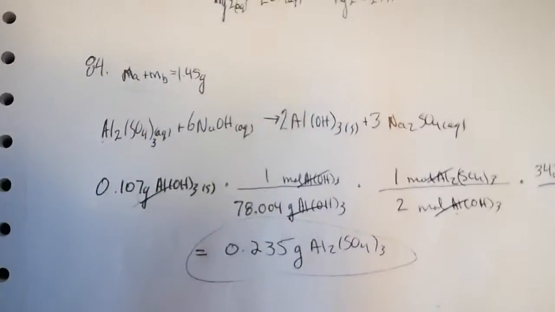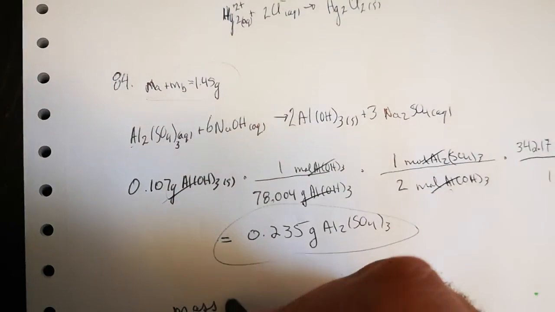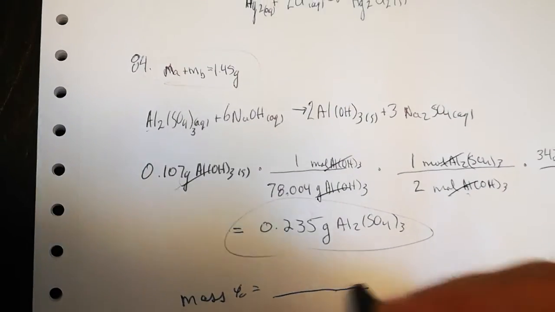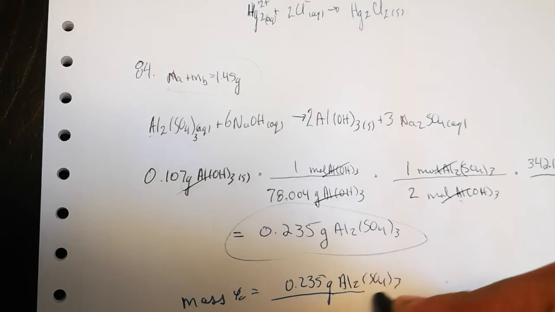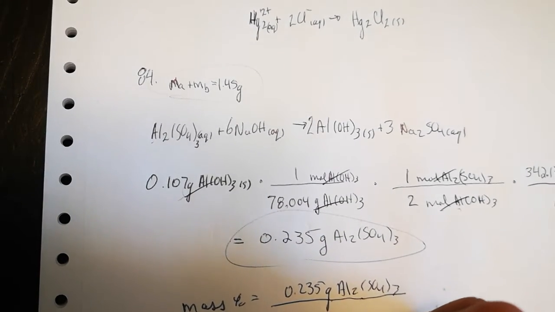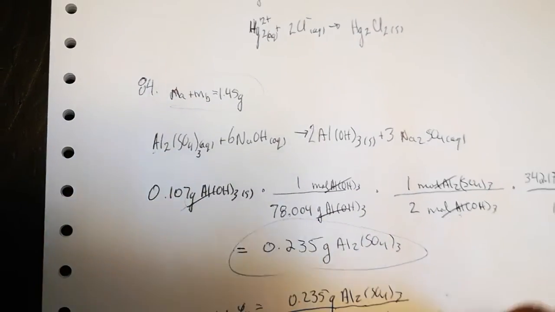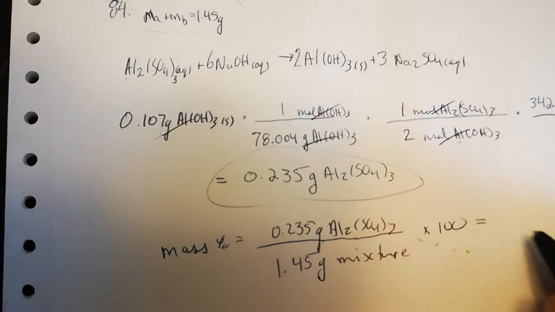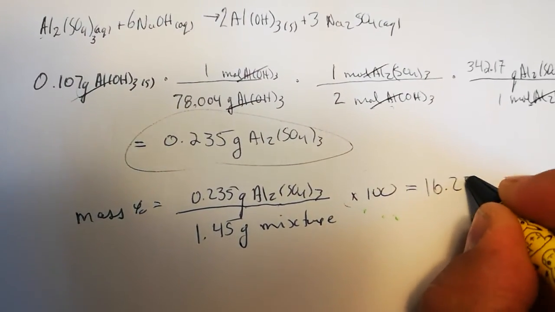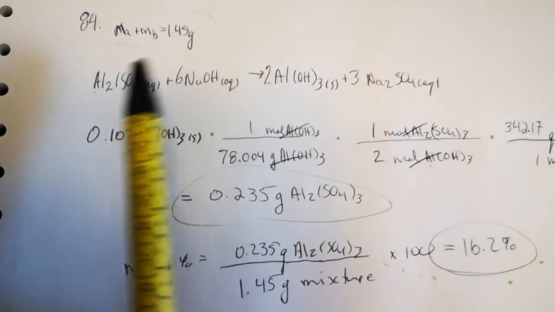was in our mixture. Now we were asked to do the mass percent. So that's 0.235 grams of aluminum sulfate in our 1.45 gram mixture, times 100. And we end up with 16.2%. So in this mixture, 1.45 grams, 16.2% of it was aluminum sulfate.